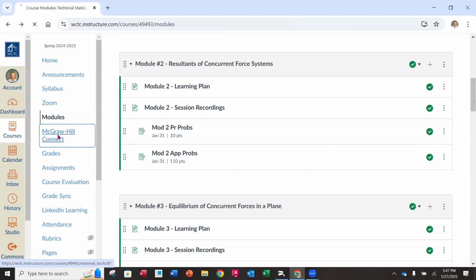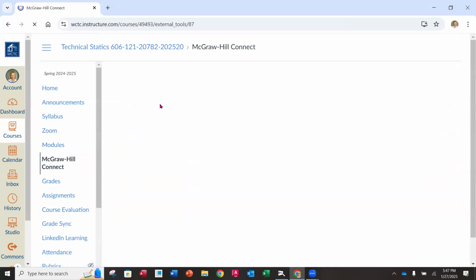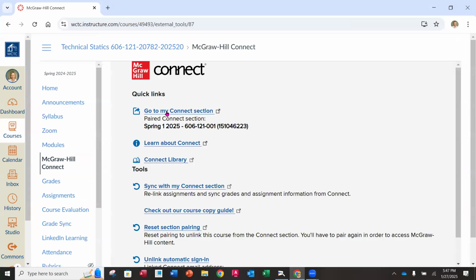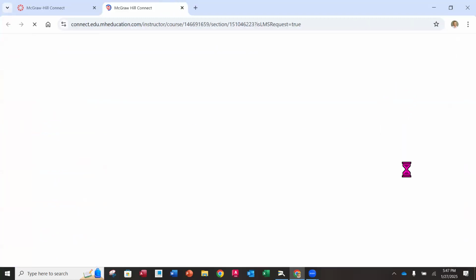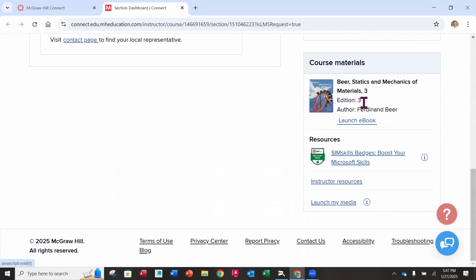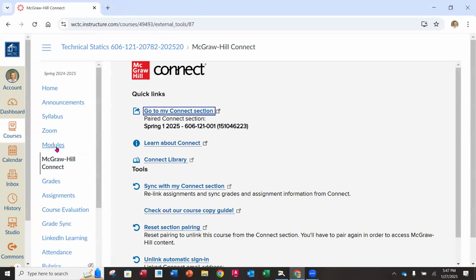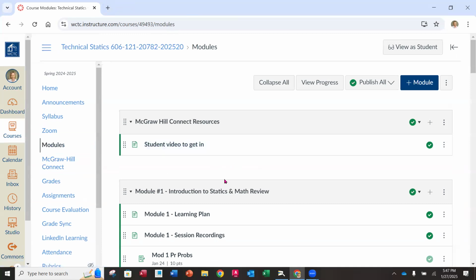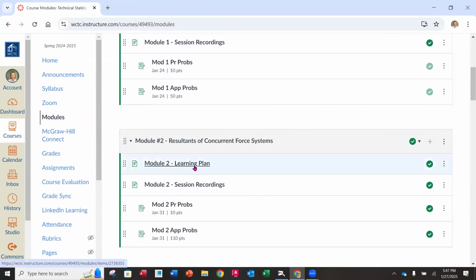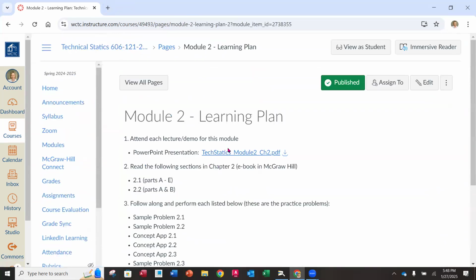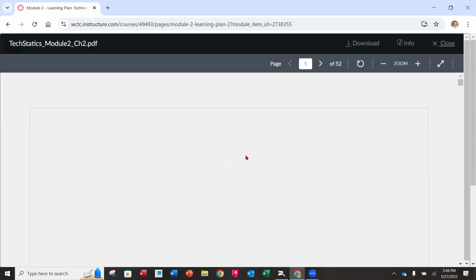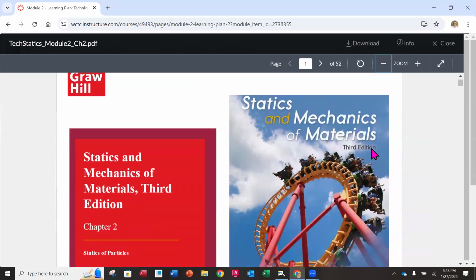And then when you get there, there should be something that says go to Connect section, and then down on the right-hand side is going to be the ebook that you can launch, okay? We talked about that last time, so make sure you know that we are referencing chapter 2 this evening. Okay, let me go back over here to my PowerPoint, and we'll get started again.